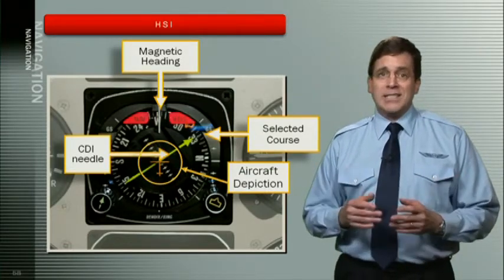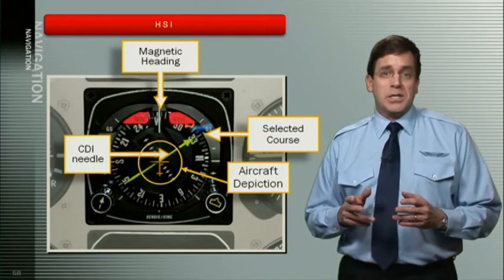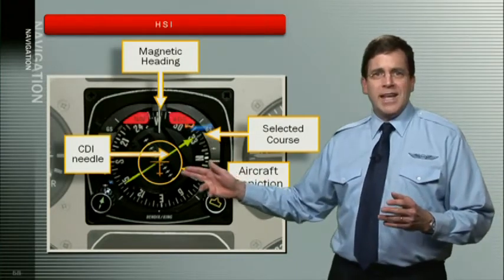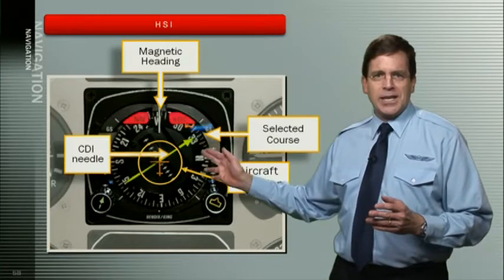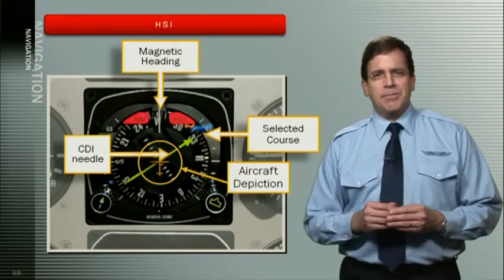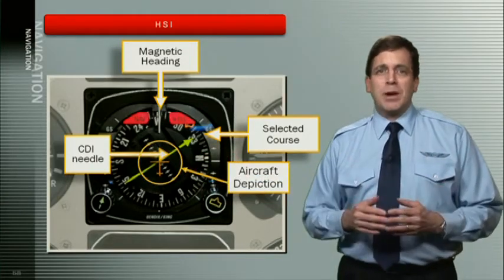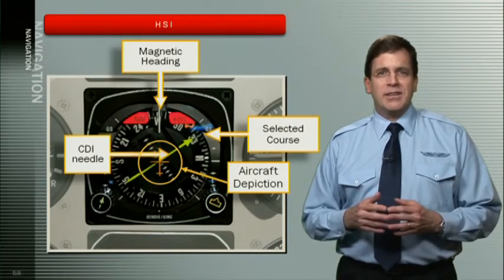The best part of the HSI is the center visual depiction of a small aircraft and the angle of intercept that it shows for the selected radial. This gives you a great visual representation of your situation.